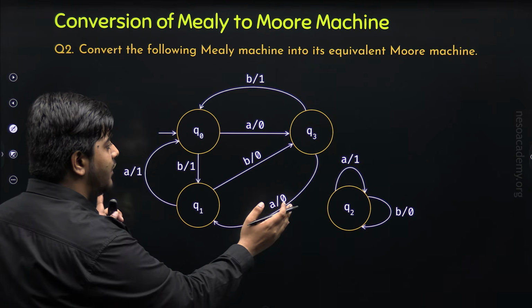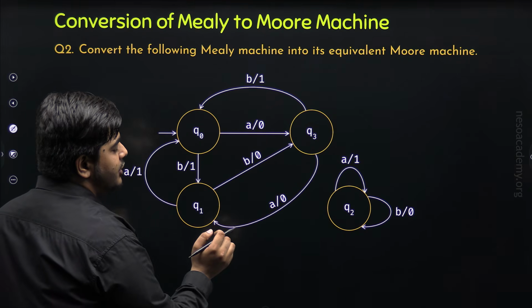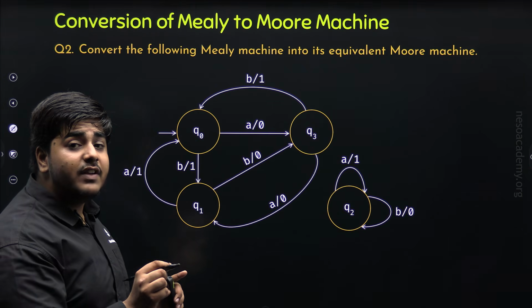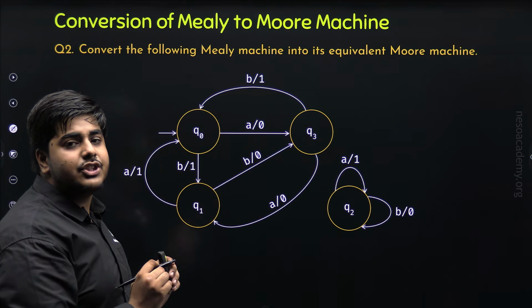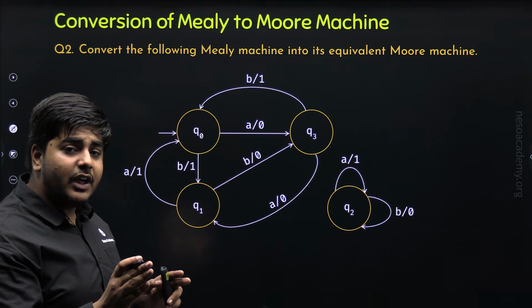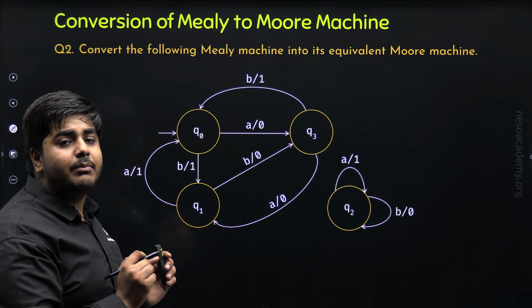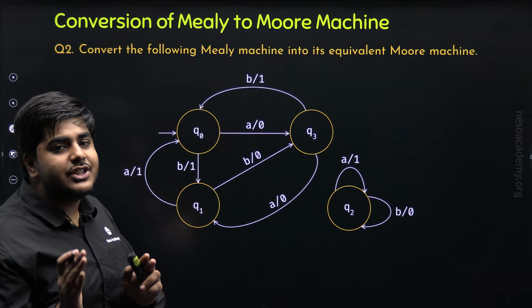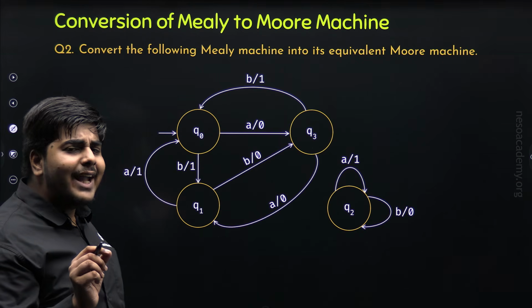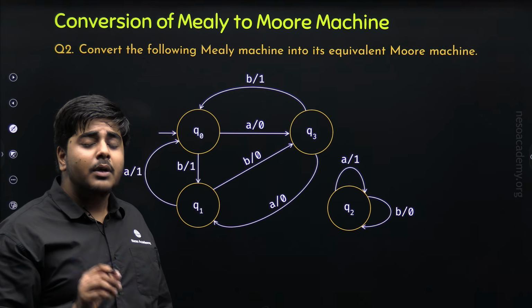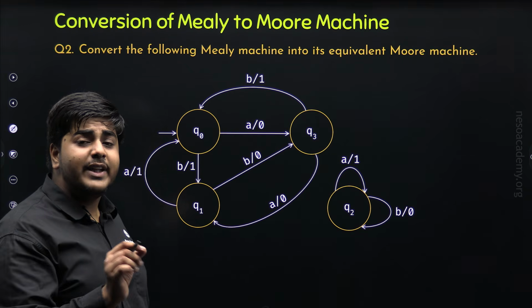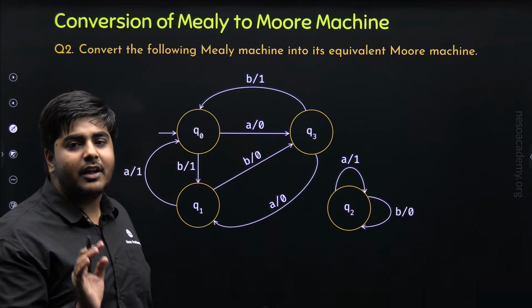So we will first convert this Mealy machine transition diagram into the Mealy machine transition table. Then we will convert the Mealy machine transition table into the Moore machine transition table. And finally, we will convert the Moore machine transition table into the Moore machine transition diagram that we want as per our problem. Why am I following this approach? Because sometimes the diagrams are very complicated. So following the previous approach is not very convenient.